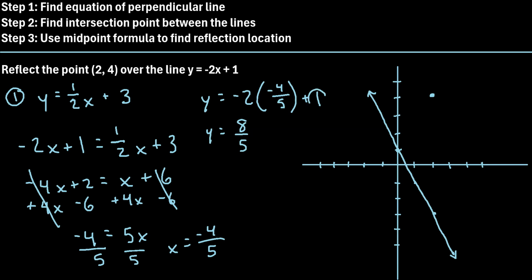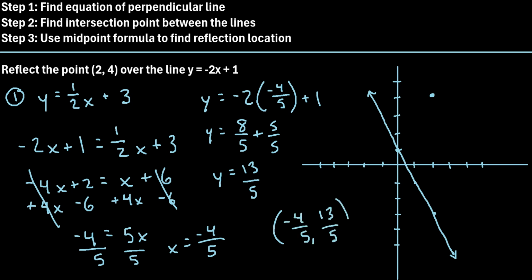And if we want, we can write 1 as 5/5, since that's the same as 1. So plus 5/5. So we get y is equal to 8 plus 5 is 13, so 13/5. So this point where these two lines intersect, right here, this intersection point, is going to be negative 4/5, comma 13/5. So I'll make a little room right here and write that.